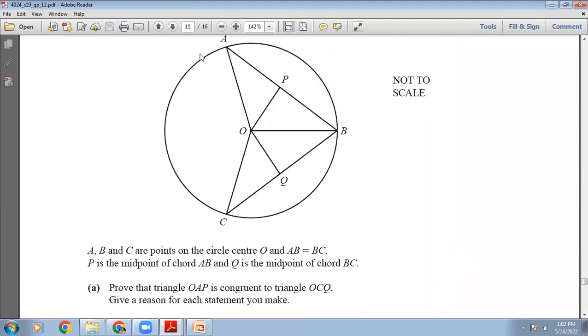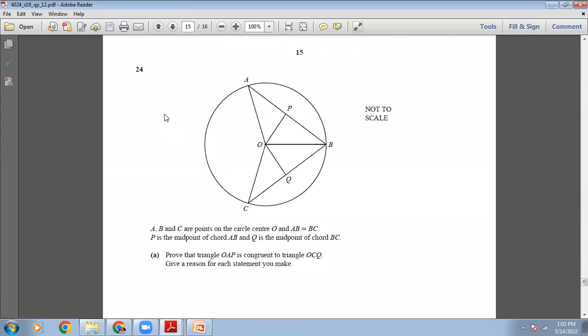The next question is 24, and it's a circle given here. It's a combination of the circle properties and the congruency and similarity. A, B, and C are points on the circle with center O. AB is equal to BC, so the chord AB and the chord BC are equal. P is the midpoint of the chord AB, and Q is the midpoint of the chord BC. Prove that the triangle OAP is congruent to the triangle OCQ. Give a reason for each statement you make.